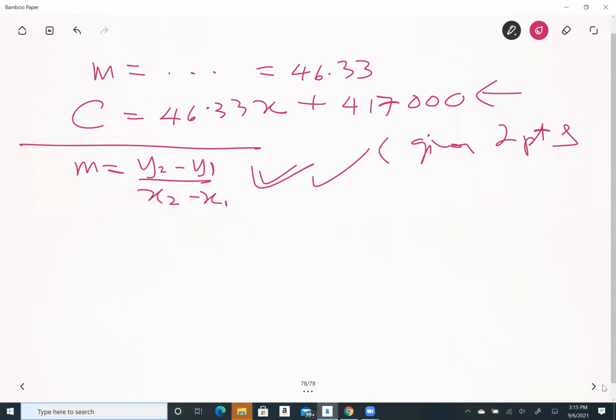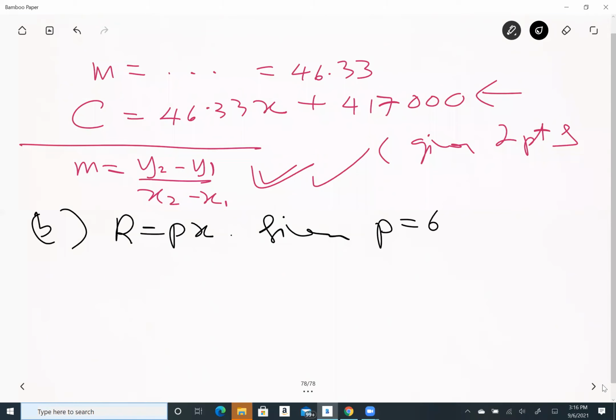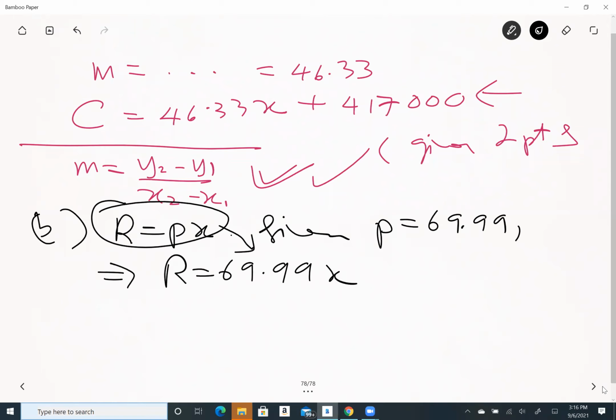Now for part B, you get what? You break even. So revenue is equal to PX. All right. So given P is equal to 69.99, therefore our revenue is equal to 69.99x. So you have to find the revenue first. What is revenue? Revenue is PX. And then you put in the value, you got it.